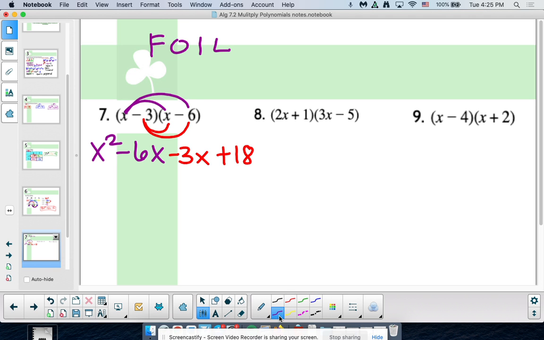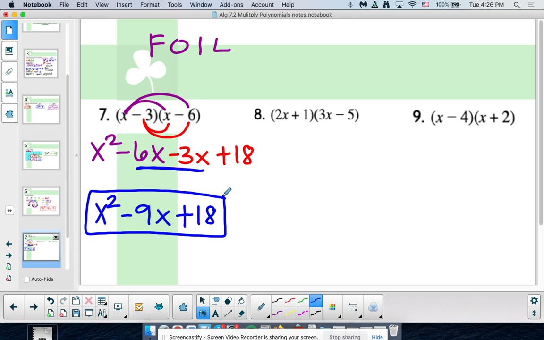And if you do it right, folks, these two terms, I should use a different color, will always combine, okay? So I'm going to drop down that x squared. Negative 6x minus 3x is negative 9x plus 18.